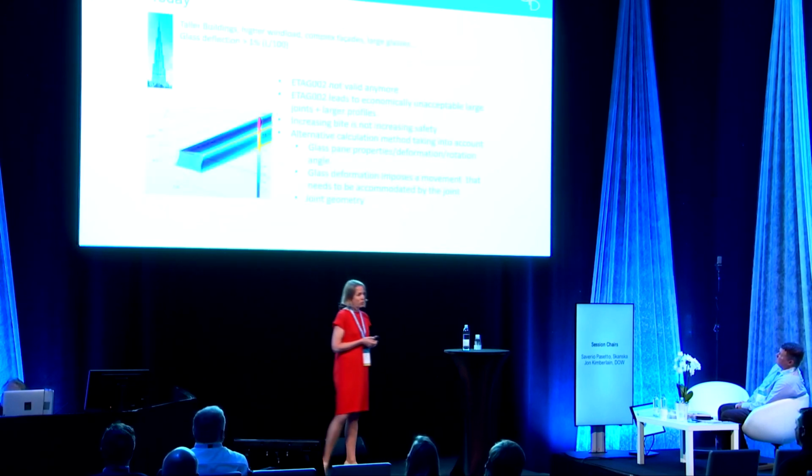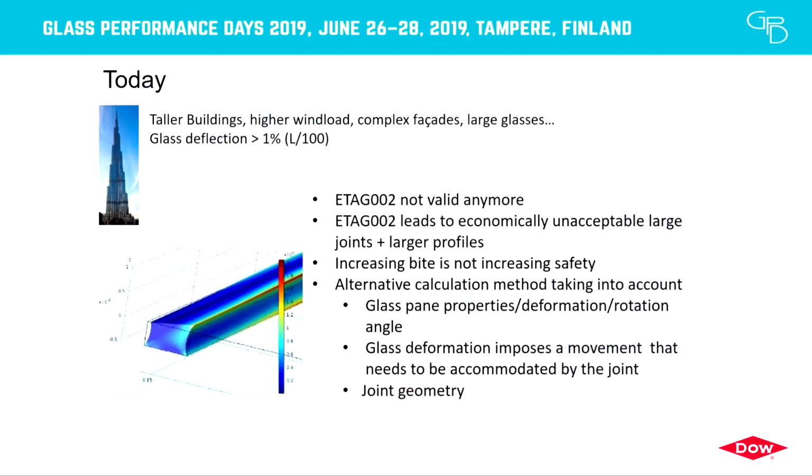Today, we are dealing with those nice buildings. The wind load is, of course, more like 5,000 Pascal. The glass pane dimensions are huge. And we are seeing deflections that typically will not be at 1%, or L over 100, but above that. The ETAG equations are not valid, because the boundary conditions for validity are not respected anymore by customers. And even if customers want to apply it, typically this high wind load will result in a joint that is economically and aesthetically not pleasing. So customers are looking for alternatives.